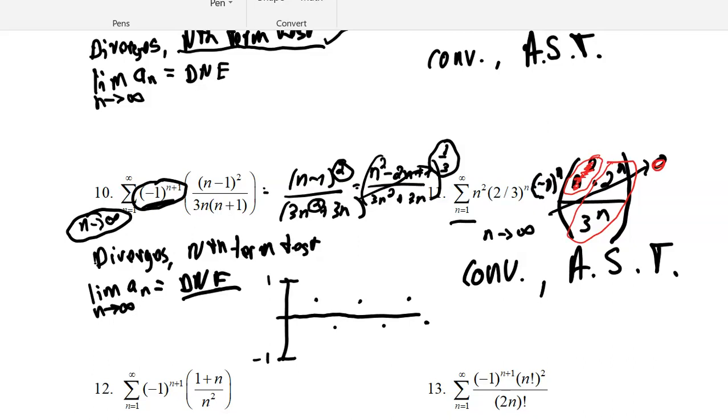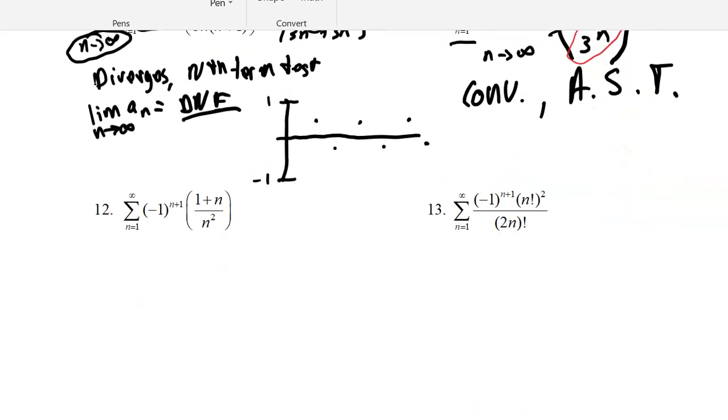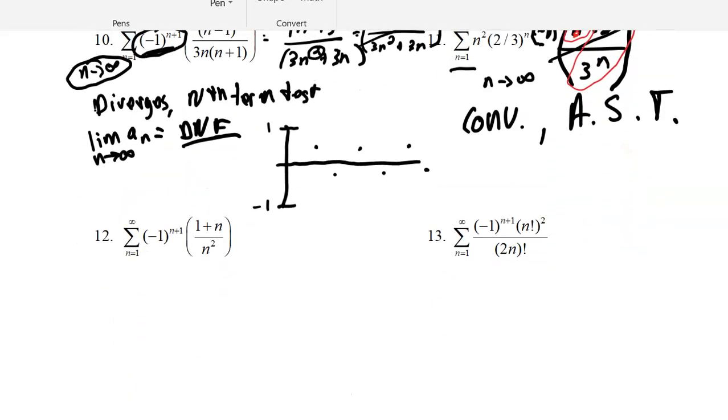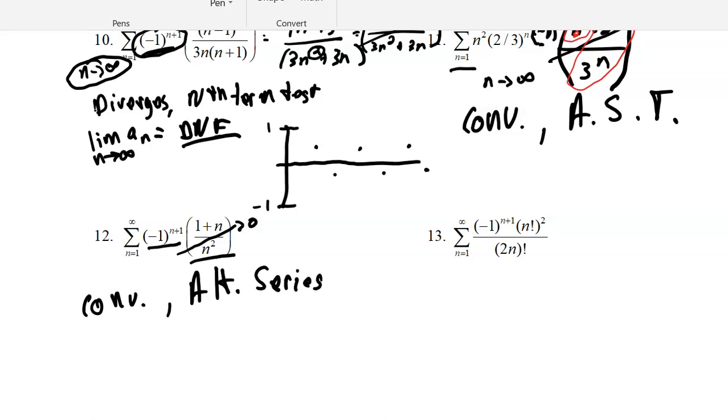Alternating series theorem. Okay, two more, I think. Number 12. Pretty straightforward. This should alternate as long as this stays positive, and it would. And that just means, does this decrease towards 0? And it does. All right, bigger degree is in our denominator, so it converges. Alternating series theorem.